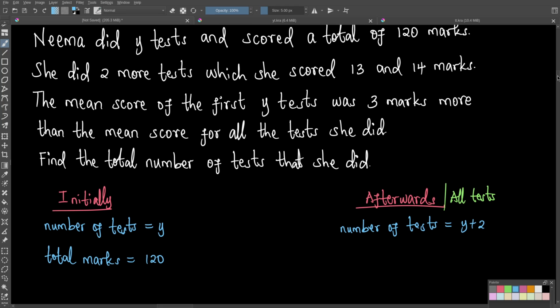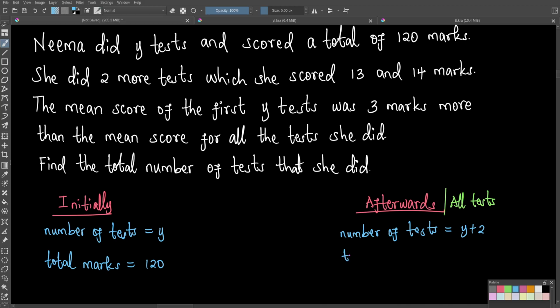Now let's talk about the total marks. The total marks would be the initial total marks, which was 120, plus the new marks. So that's 13 plus 14. I'll use my calculator here. We do 120 plus 13, then plus 14, and that gives us 147. Okay, next we are told the mean score of the first Y tests was 3 marks more than the mean score for all the tests that she did.